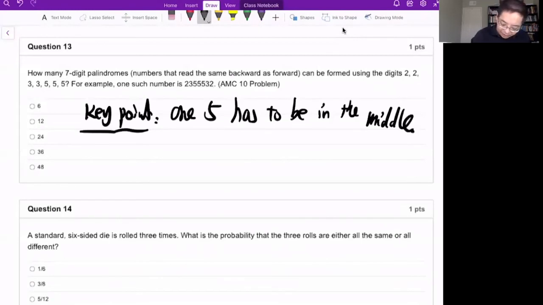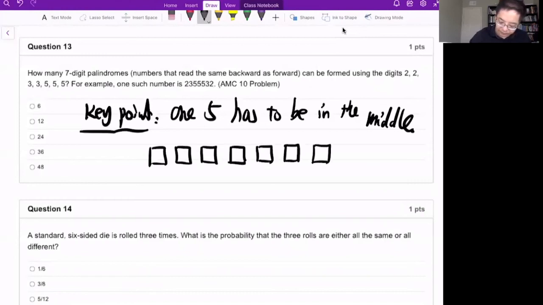Okay, if I have this 7-digit number, 5 has to be in the middle. And then all we need to do is the other numbers: we have 2 more 5s, we have 2, 2, and 2, 3. They have to go on the left-hand side and right-hand side. So in other words, what we should have is 2, 3, 5 on one side, and the other 2, 3, 5 on the other side.